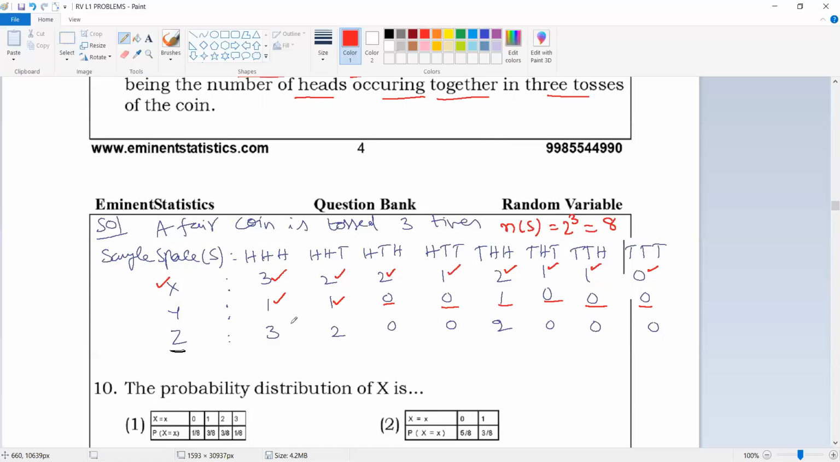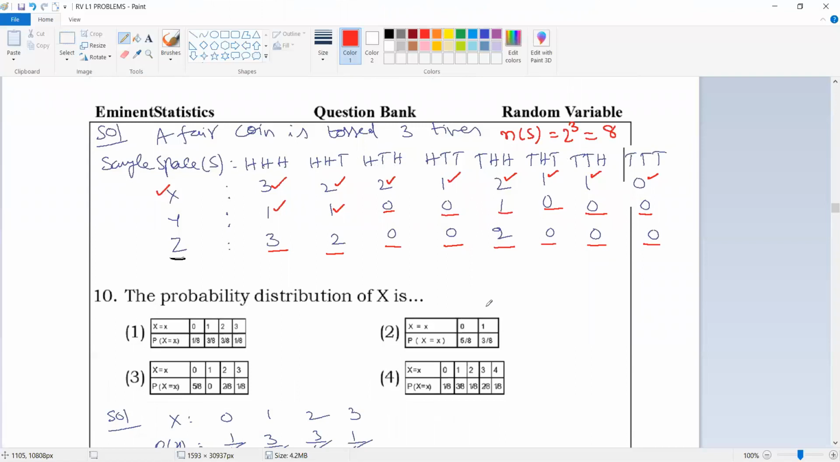Length of the head run here means the number of heads occurring together. How many heads occur together here? 3 heads are occurring, so this is the length. Here the length is 2, two heads occurring together. Here this is not possible, as at least two heads must occur together. Here zero. Here two heads occurring together. Here only one head is not possible. Here only one, here there is no head, so zero. Now the XYZ table is prepared.